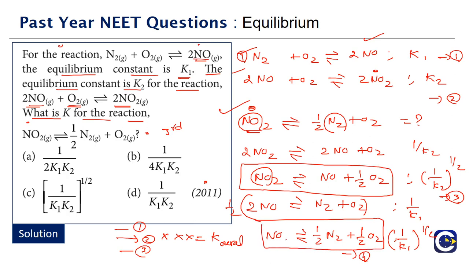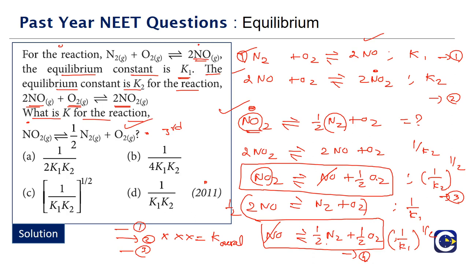If you add both of them, so adding both of them, what are we going to get? The NO will be cancelled, because 1 mole of NO is on the product side and 1 mole of NO is on the reactant side. Next, NO2 gives rise to half N2 plus half O2 plus half O2, which is O2. So we will get the overall equation.